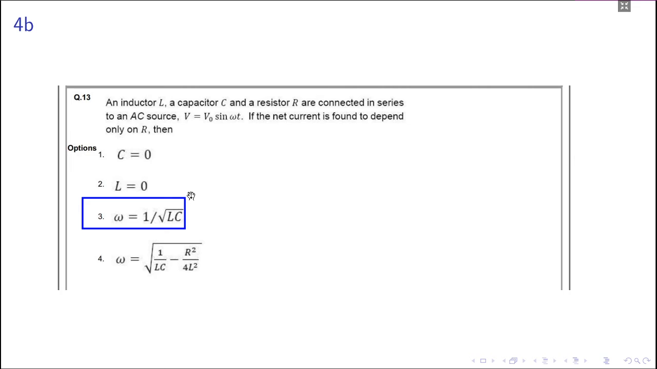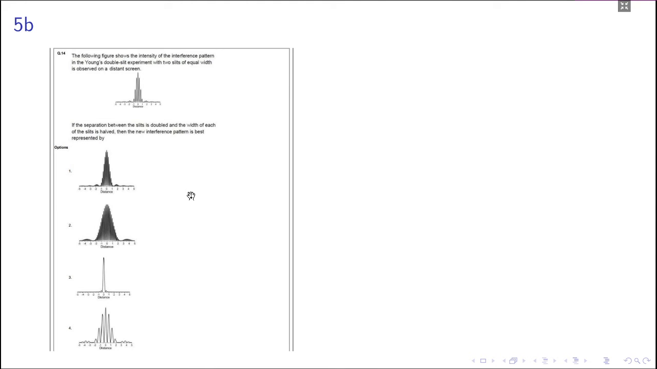A very simple problem, very straightforward. Nothing much happening here. This one says there is a double slit experiment with two slits of equal width, and the pattern looks like this. Here you can see the finer lines are basically the interference pattern, and the bigger envelope is the diffraction pattern. Then it says the slit is doubled and the width of each slit is halved.